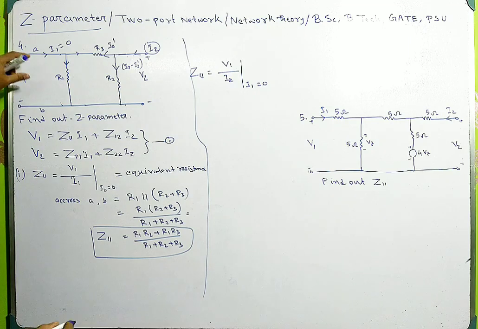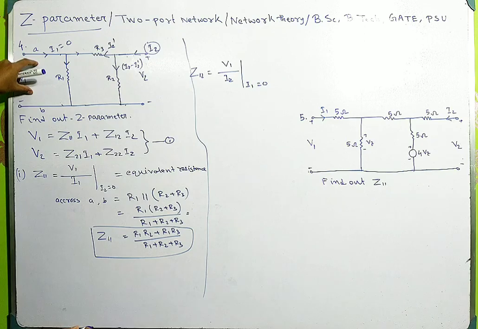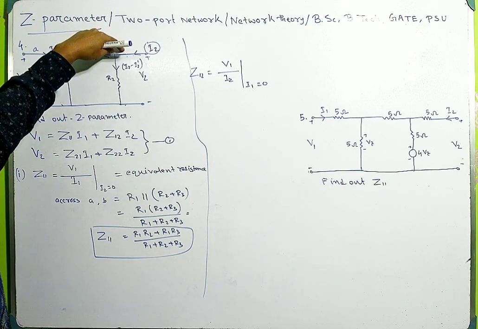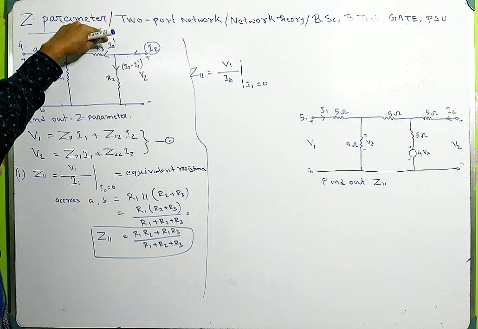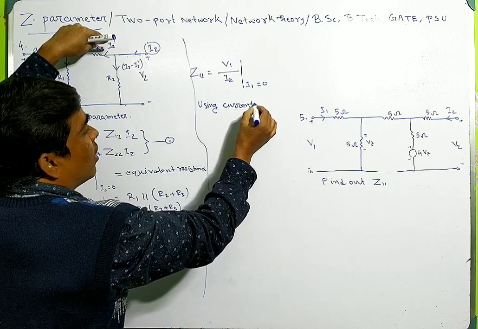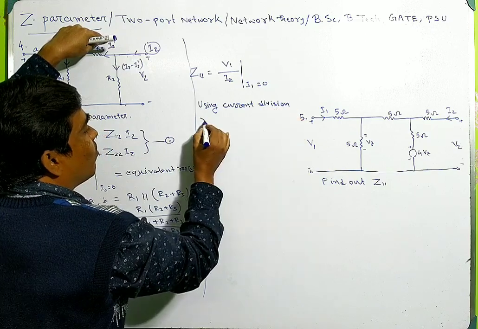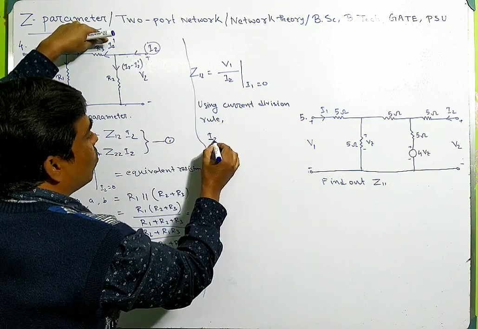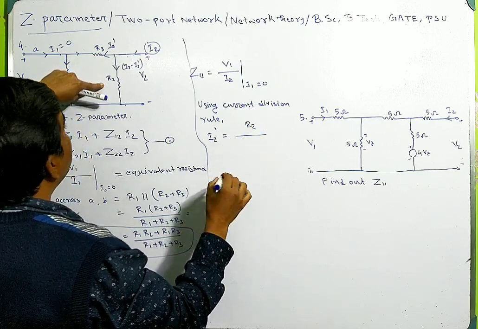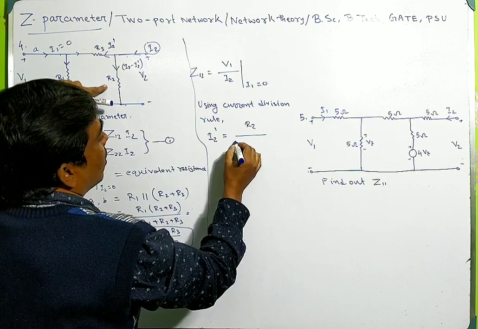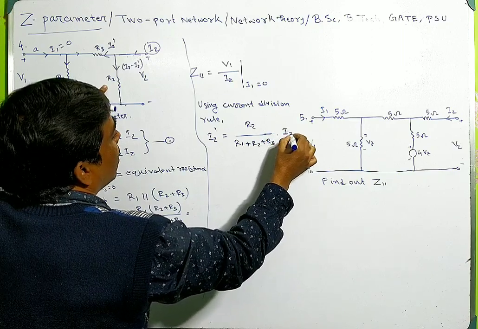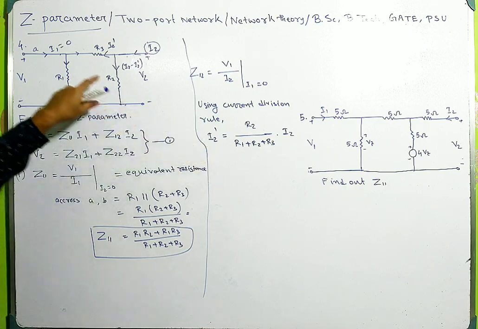First of all, we have to find out the voltage V1. So in this case, we need this I2 dash. Using the current division rule, we can calculate I2 dash is equal to this resistance R2 divided by R1 plus R2 plus R3, into I2. Okay, this is the I2 dash.